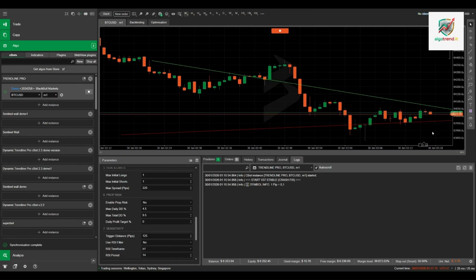Whether you're trading discretionary trend lines or key support and resistance levels, TrendLine Confirm Pro adds discipline, automation, and professional risk control to your strategy.